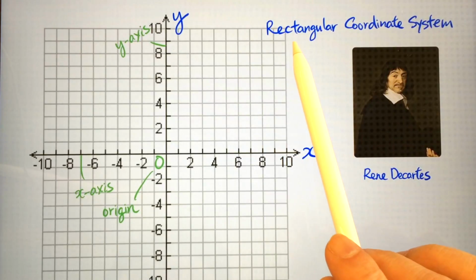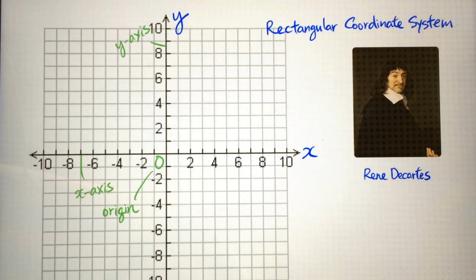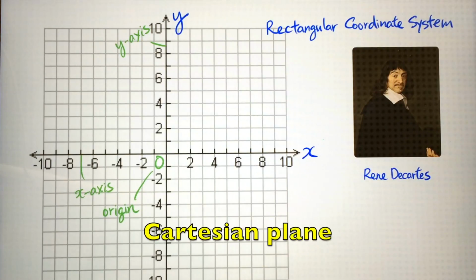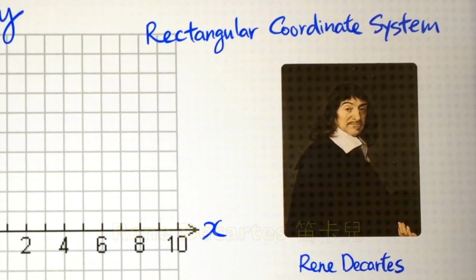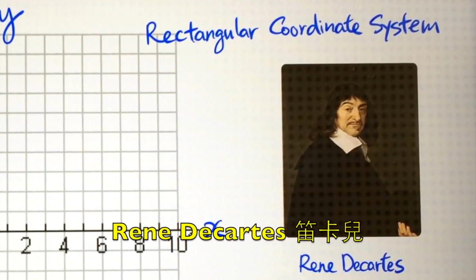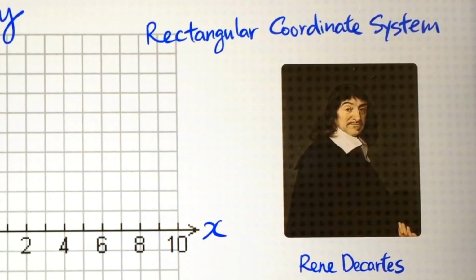Now let's introduce the rectangular coordinate system. This plane is also known as the Cartesian plane, and it is named after a very famous person called René Descartes. He is a French mathematician, and he is also a philosopher.